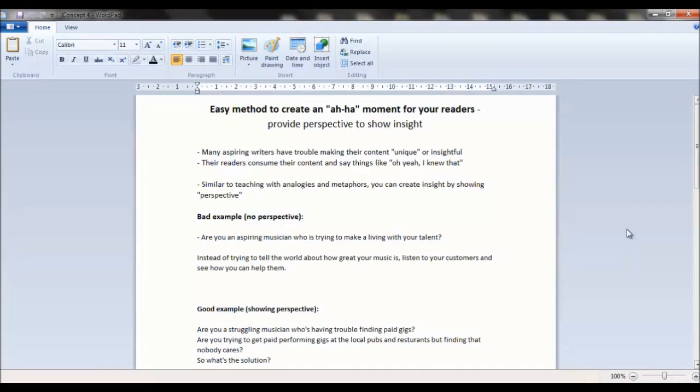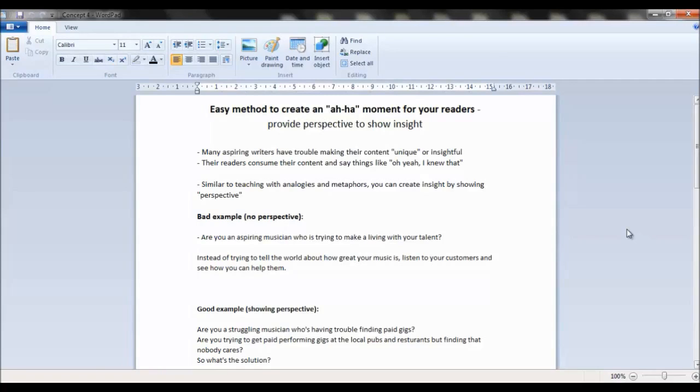Concept 4 is the easy method to create an aha moment for your readers. Provide perspective to show insight. This one is really powerful, so check it out. So many aspiring writers have trouble making their content unique or, quote-unquote, insightful. The readers consume their content and say things like, "Oh yeah, I knew that." I think you know what I'm talking about here.